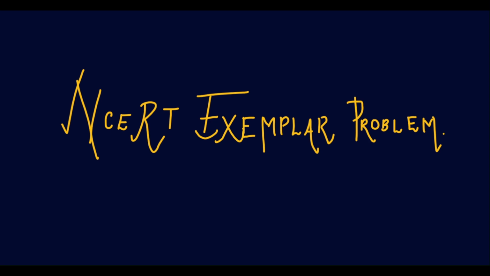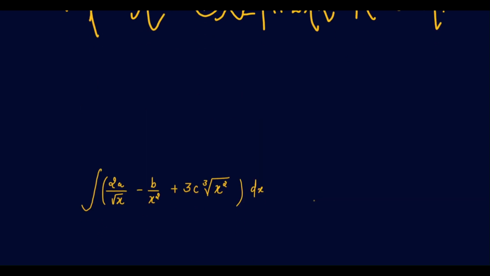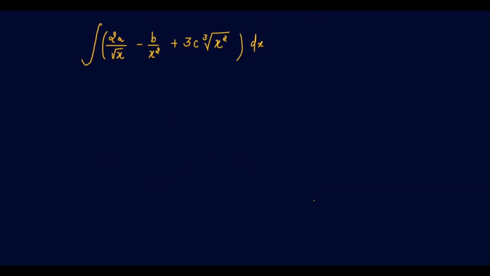Now, in this session, we'll start with the first question that is given here. This is the first question, which is given as integration of 2a by root x minus b by x square plus 3c into cube root of x square.